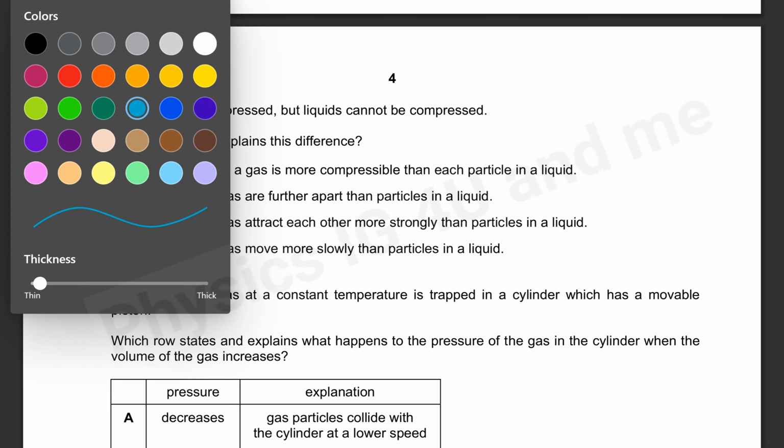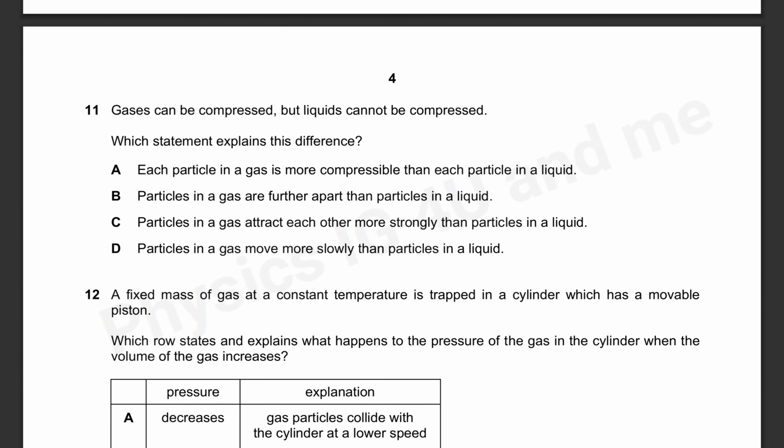Now, question 11. It says gases can be compressed, but liquids cannot be compressed. Which statement explains this difference? In A, they say each particle in gas is more compressible. The particle itself is not compressible, okay? All of them are compressible. It means the distance can be reduced.